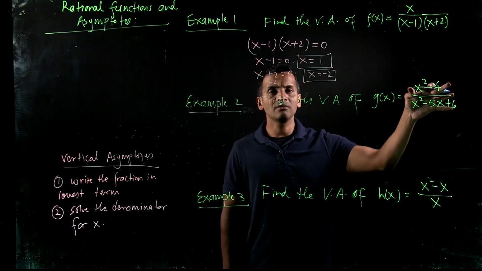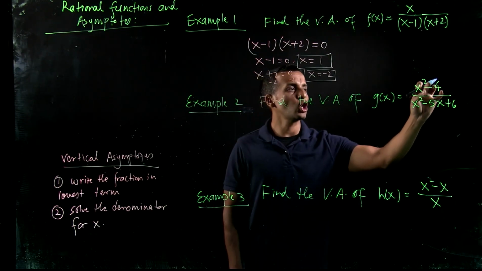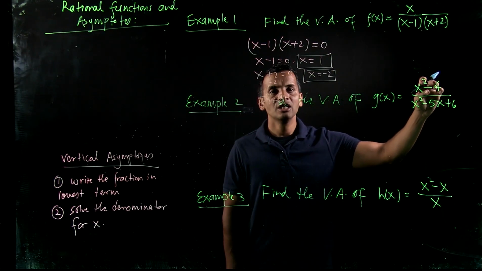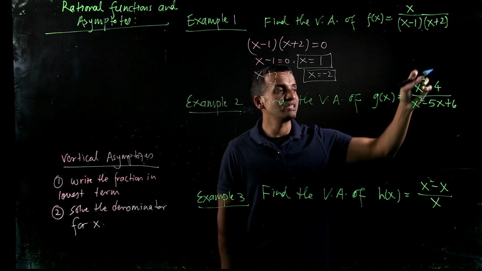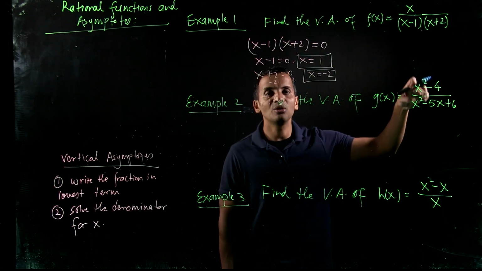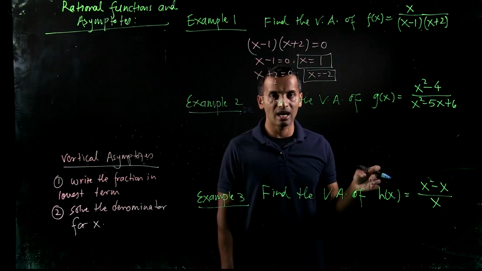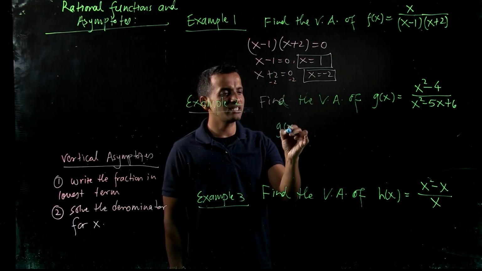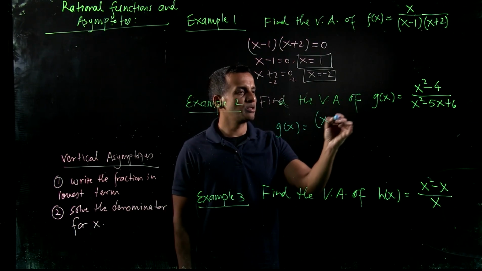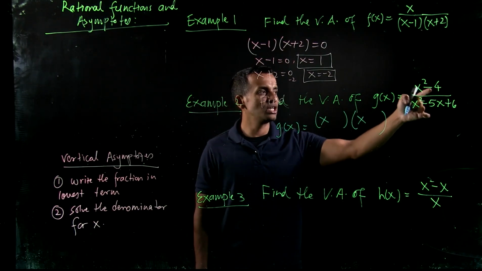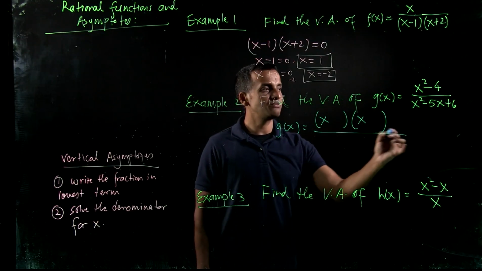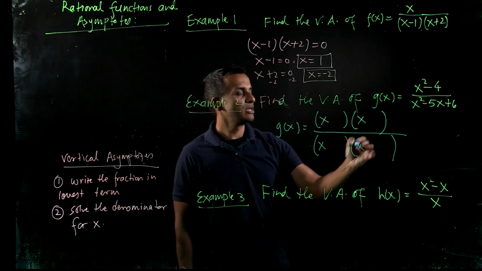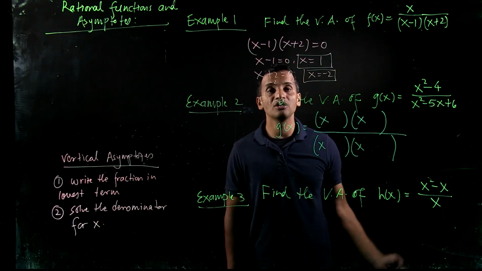To find the factors of the top, we need two numbers whose sum is 0. Why? Because there is no x term on the top, right? So it's like x squared plus 0 times x minus 4. Let me write that down. g of x equals, you need two numbers whose sum is 0 and product is negative 4. That is for the top. And for the bottom, you need two numbers whose sum is negative 5 and the product is positive 6.